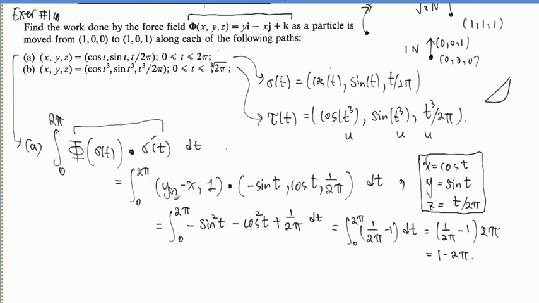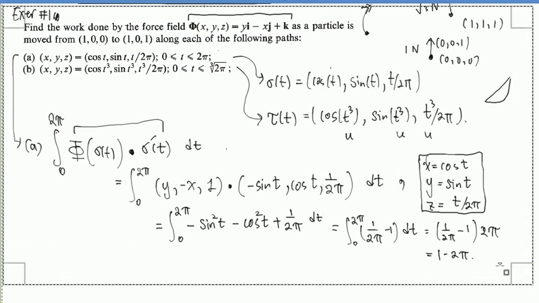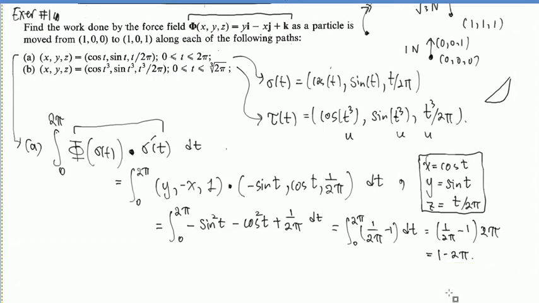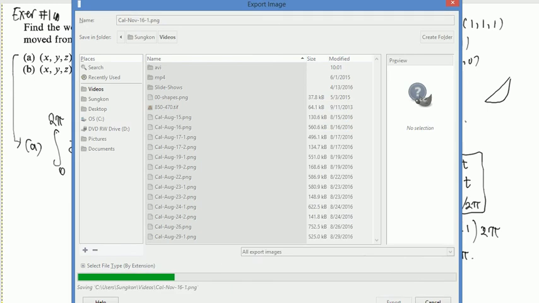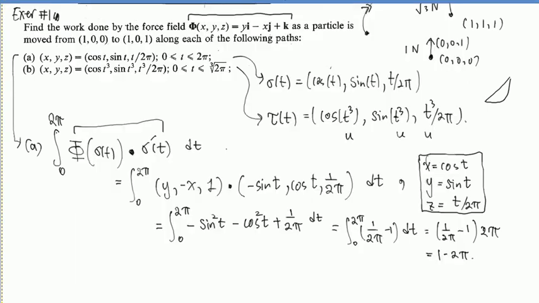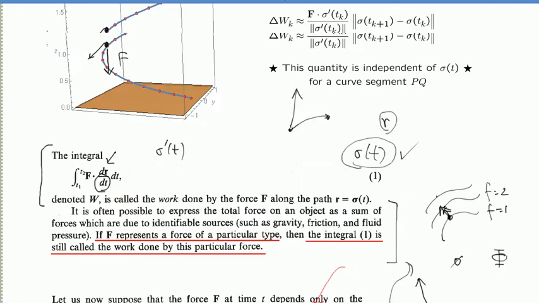Yes? Yeah. Any question? The whole thing. November 16th. I'm going to copy it to the next page. I'm going to explain more.